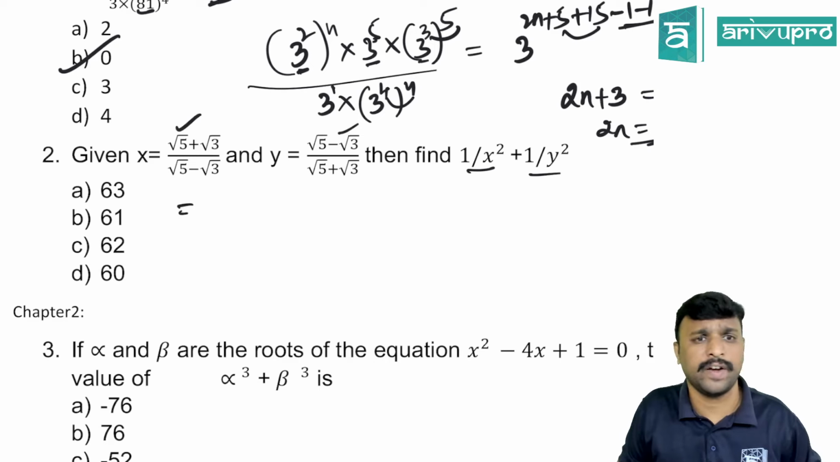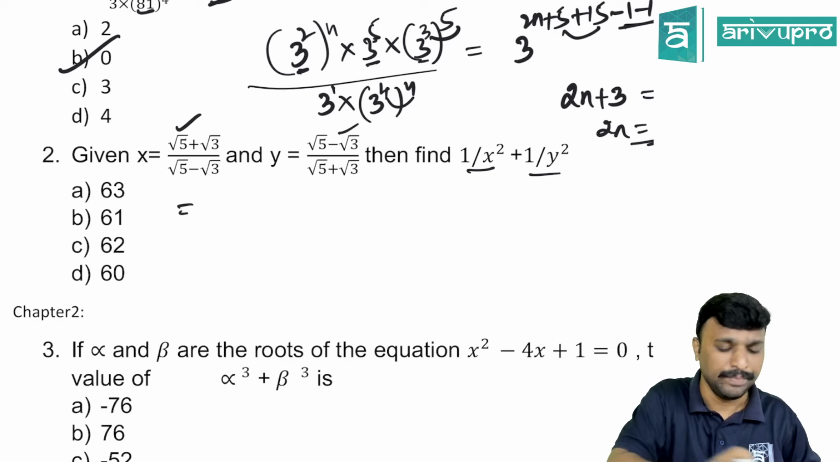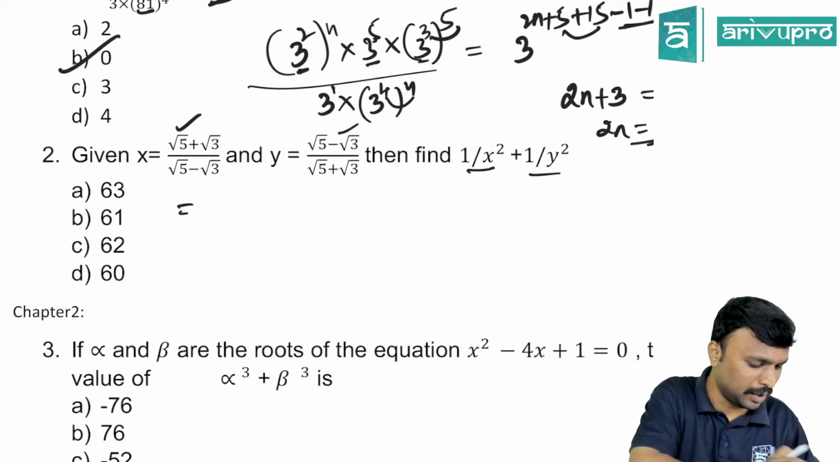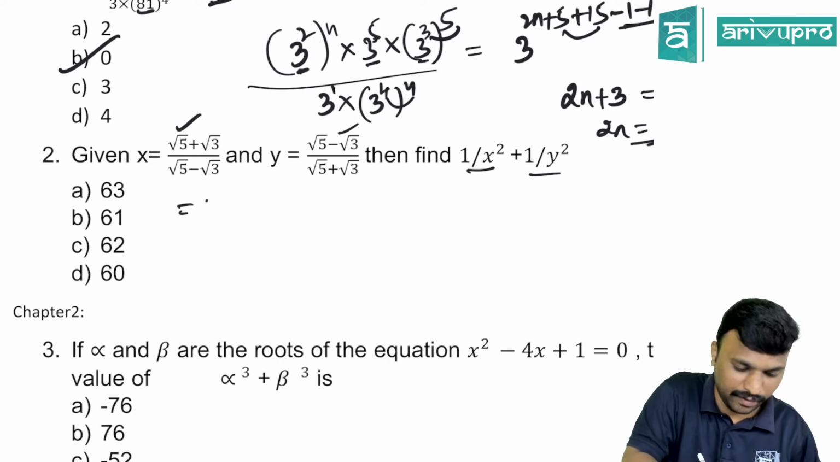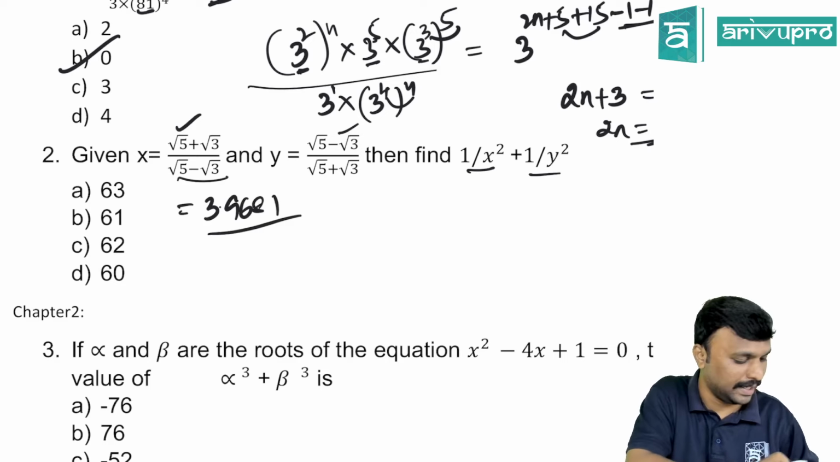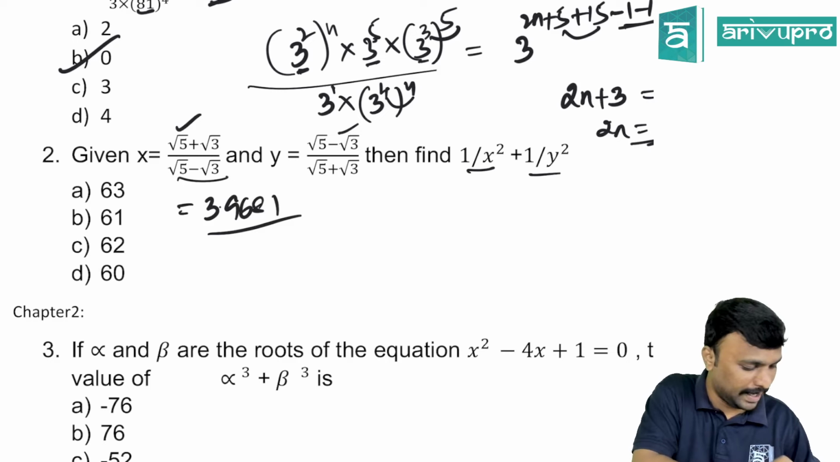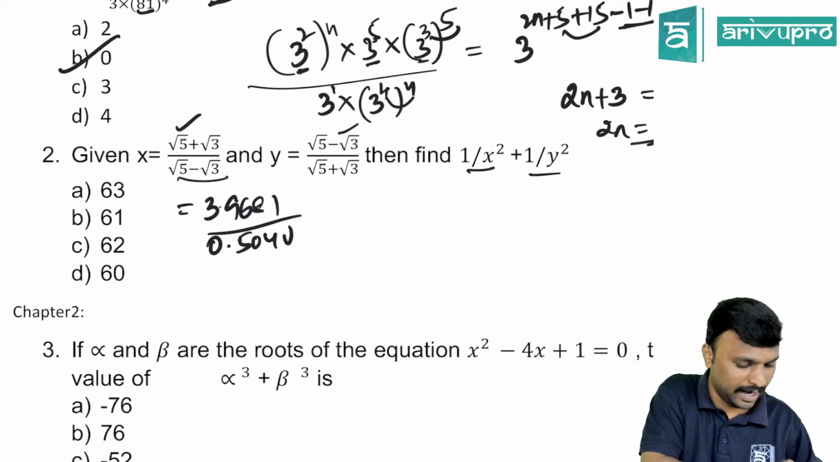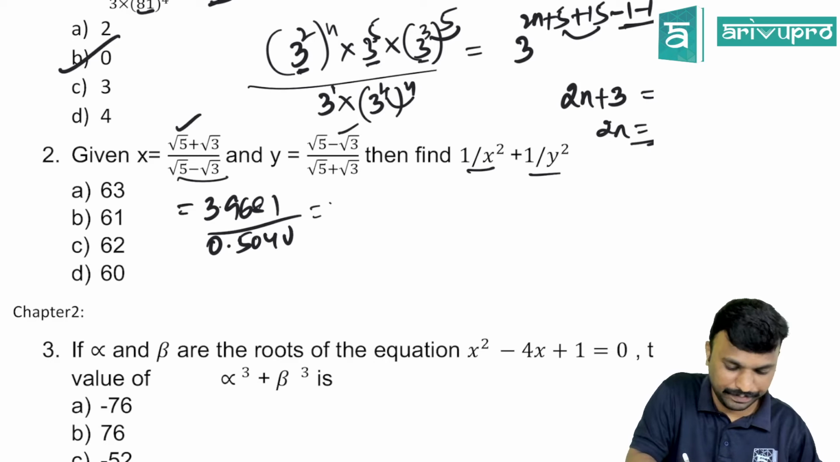Guys, if you want to find the value of x, you need to first of all find the numerator, that is root 5 plus root 3. Type 5, press the root, press M plus, and type 3, press the root, press M plus, MRC. The value of that is 3.9681, divided by, again, root 5 minus root 3. Type 5, press the root, M plus, type 3, press the root, M minus, MRC. The value of this is 0.5040. Now divide 3.9681 by 0.5040, you get 7.8732. This is the x value.